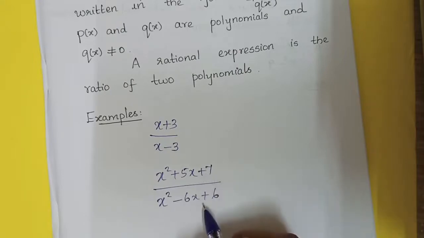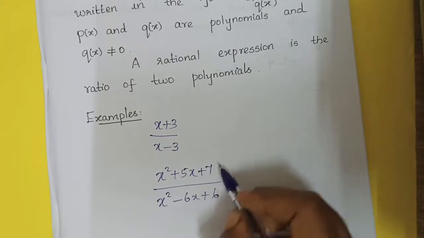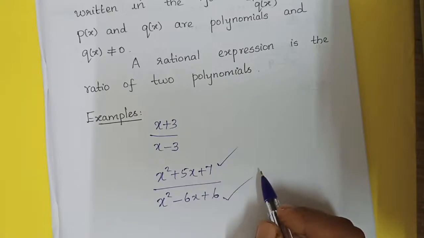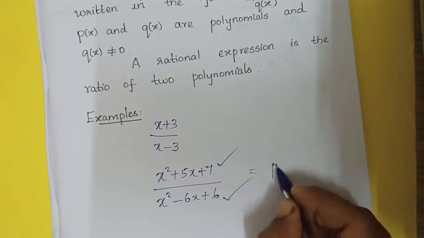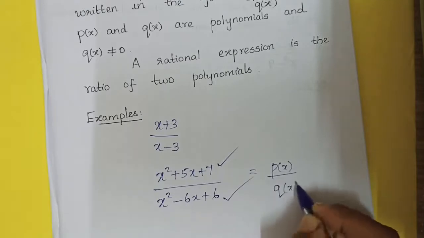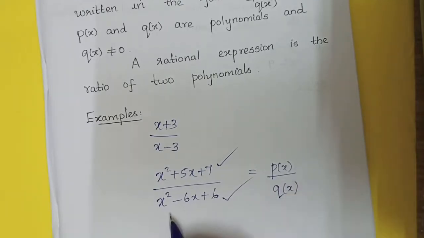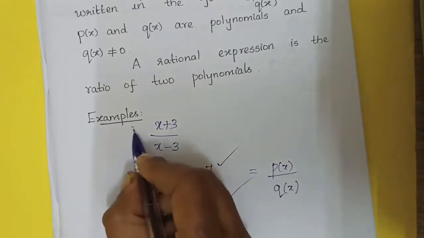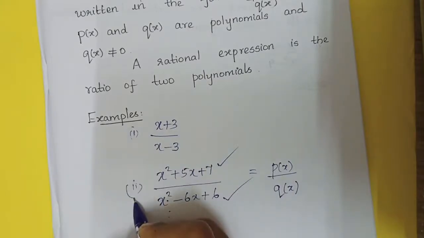This is also a rational expression because it has a numerator as well as a denominator. It is in the form P of x by Q of x, and the Q of x value is not equal to 0. Because it is a quadratic polynomial, when we solve it we can get two values, so those two values are not equal to 0. So these are the examples of rational expression.